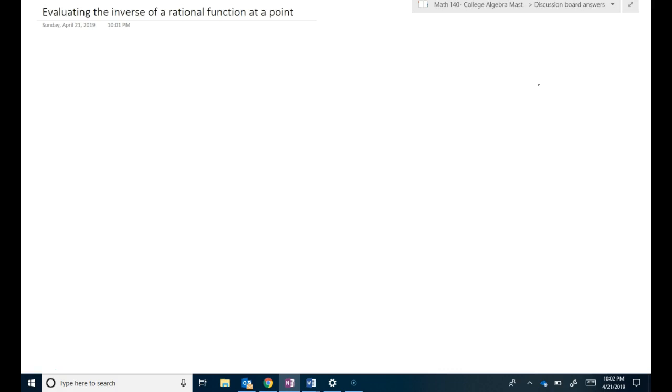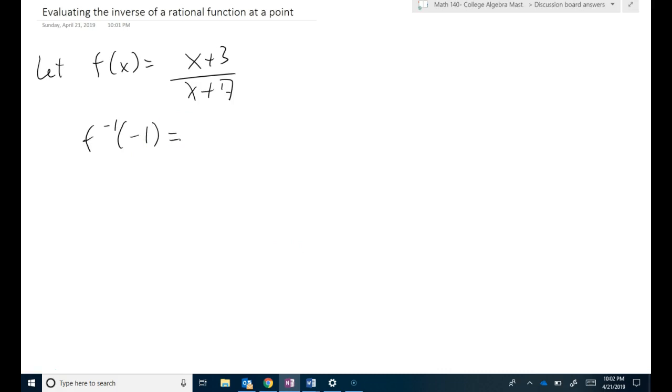So what we're going to do is evaluate the inverse of a rational function at a point. Let f of x equal (x plus 3) over (x plus 7), and we want to find out what f inverse of -1 is.